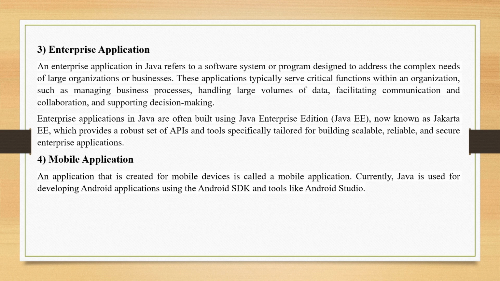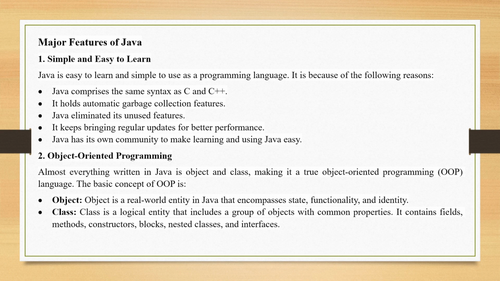It serves critical functions within organizations such as managing business processes, which handles the large volume of data, facilitating communication and collaboration, then supporting decision making. Then we are going to see about the mobile application. An application that is created for a mobile device is said to be a mobile application. Currently, Java is used for developing the Android application using the Android SDK and tools like Android Studio.